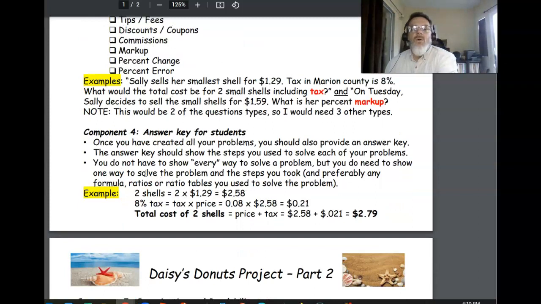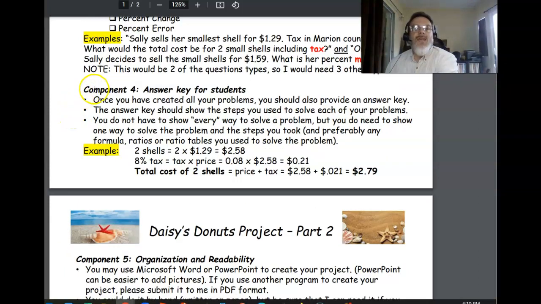ask. Component 4 is that you're going to come up with an answer key for your students. So I don't want you just to ask questions. I need you to show me that you know how to answer those questions. All right, so once you've created your problems, you're going to come up with an answer key, and the answer key should also show the steps you use to solve those problems. All right, you don't have to show me every way that you would solve one of those problems, but I need you to show me some way to solve those problems as if you were teaching it to somebody else. So in my example above, I said that she sells 2 of her shells.